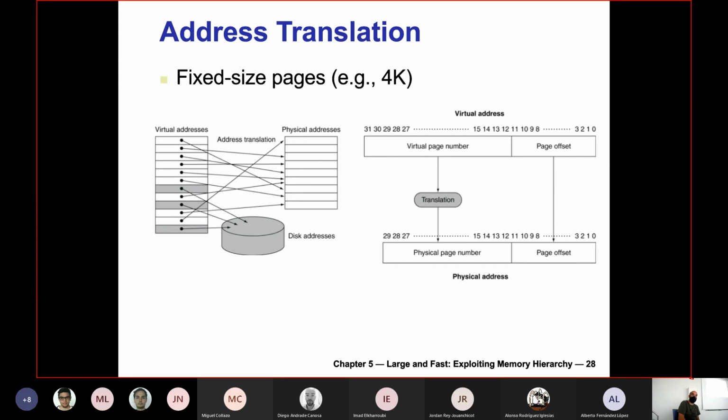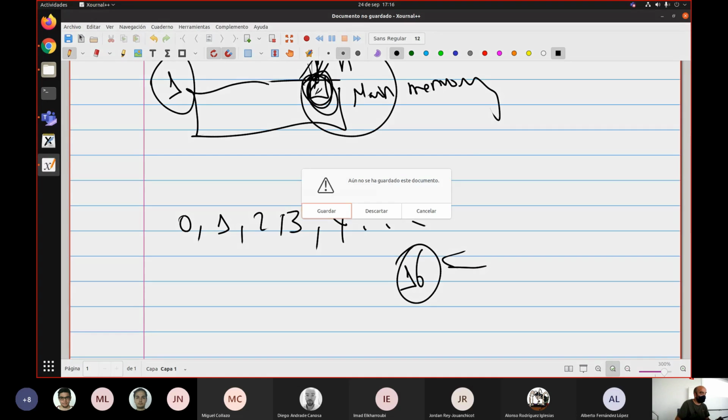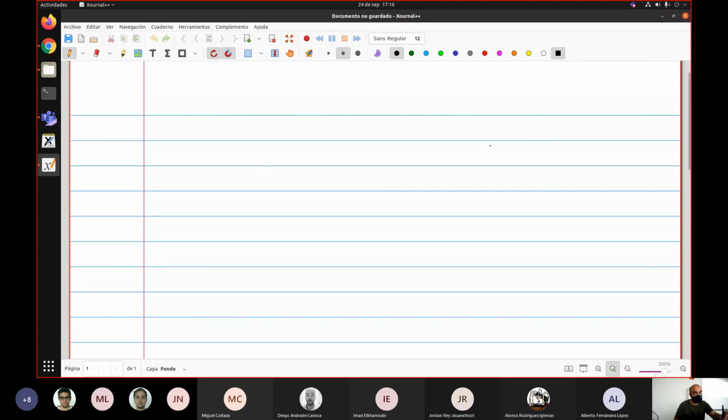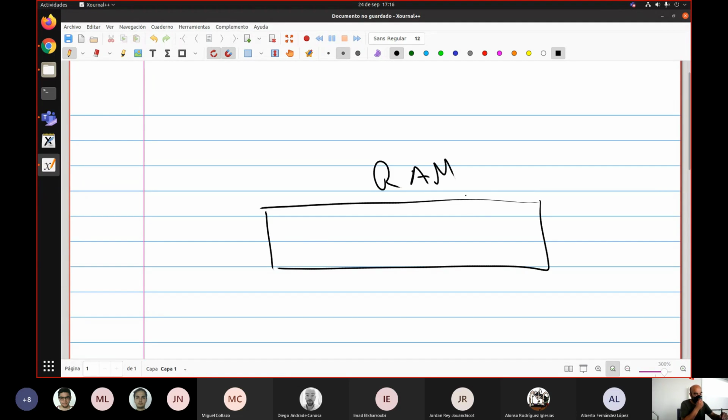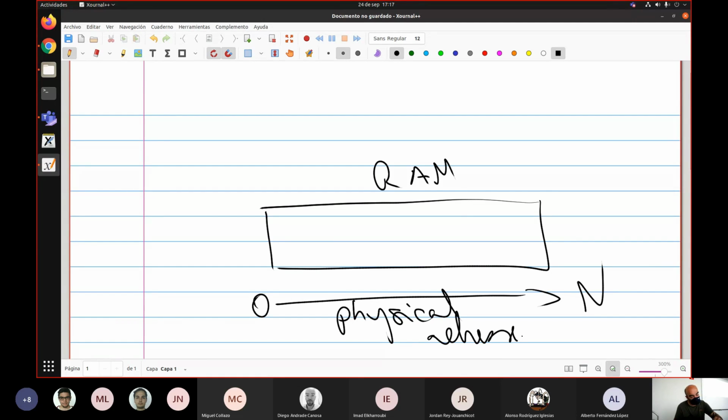So let's start this from scratch. This is the RAM memory. From the beginning to the end, these are the physical addresses of the RAM memory. But we as programmers are not aware of this. And the mechanism that we have in the middle is what is called virtual memory. Because when virtual memory didn't exist, either a single program was running in the computer, or we had several of them running at the same time, but they were aware of each other.